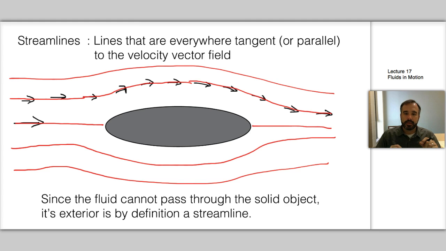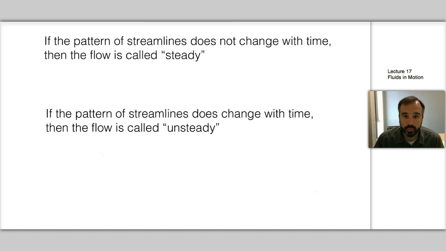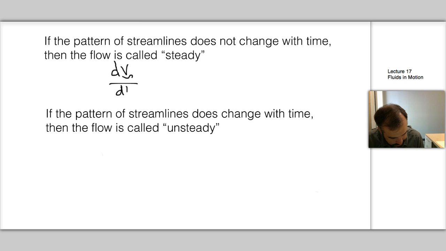Okay, the velocity on that streamline can change in space. However, the streamlines themselves do not change in time often. And when they don't, we call that a steady flow. So if the pattern of the streamlines does not change in time, then the flow is called steady. And what that means in our mathematical term is that dv tilde over dt is equal to 0.